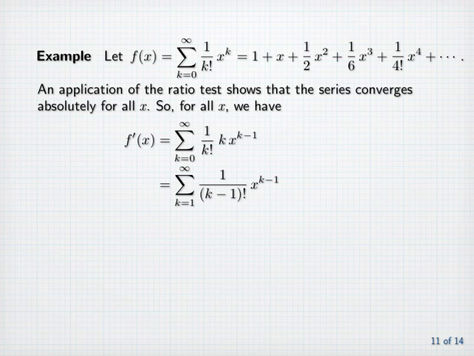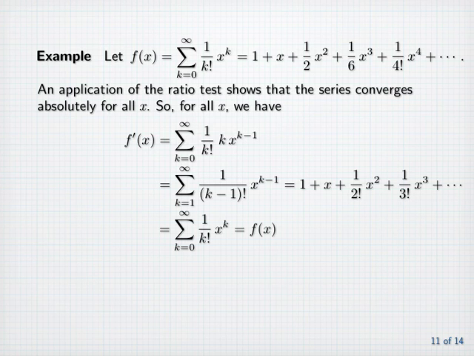If we write out a few terms of that series, we see that it equals 1 plus x plus 1 over 2 factorial x squared plus 1 over 3 factorial x cubed, and so on, which is exactly the same as the sum from k equals 0 to infinity of 1 over k factorial times x to the k, which was our original function f of x. So, f prime of x is equal to f of x for all x.